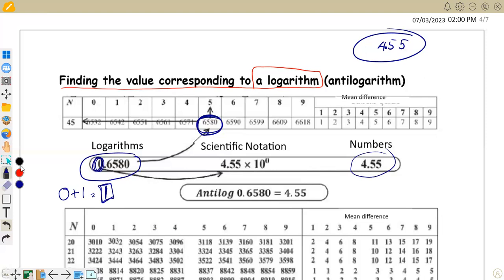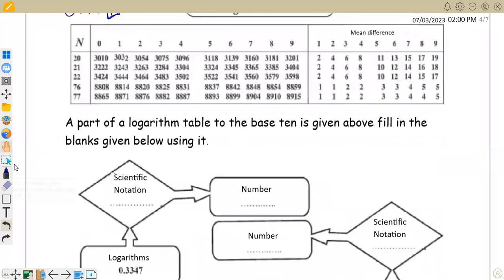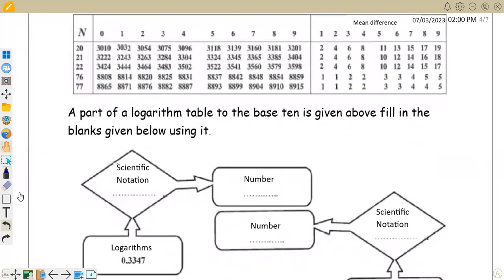Then let's do an exercise. A part of a logarithm table to the base 10 is given above. Fill in the blanks given below using it. Okay, you are given the particular logarithm and you have to find the corresponding number. Identify the location of the logarithm using the mantissa. It is 3347.